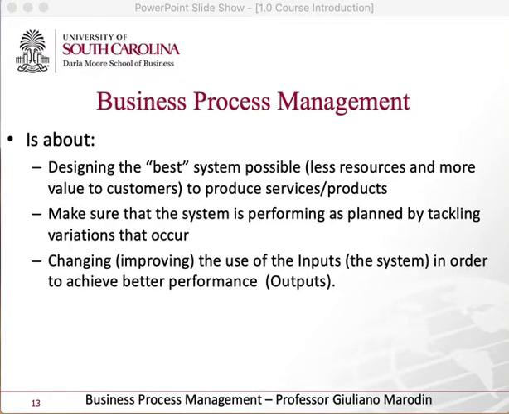Designing the best possible system with fewer resources to create more value for the customer, to produce those products and services. So I need to make sure that the system is also working as I plan. So reduce or tackle the variation that occurs by changing the use of the inputs, and that's the key here, right? So I need to change how I use my resources, and that means the system itself, in order to achieve better performance, which is our outputs, right? And that's the goal: changing my inputs to reach better outputs, changing the way that I use my resources, the way that I do my job, in order to get better performance.